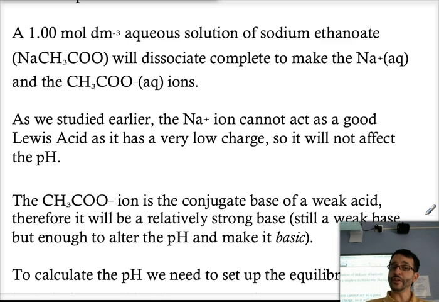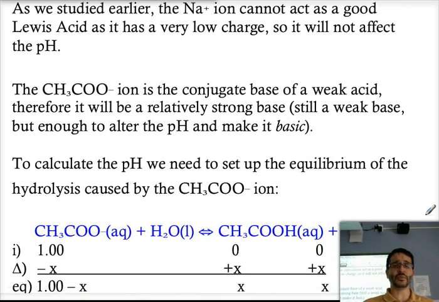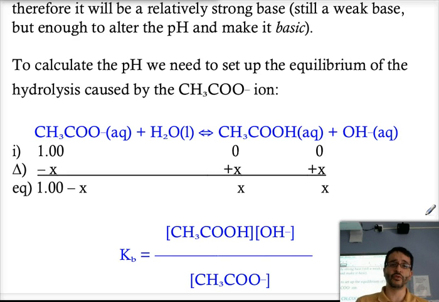But the ethanoate ion is the conjugate base of a weak acid, and therefore it is strong enough to cause the hydrolysis of water. Because it's a base, it will actually increase the concentration of the hydroxide ion, making the pH greater than 7. So we're going to establish an equilibrium. I'm going to be walking you past this relatively quickly.